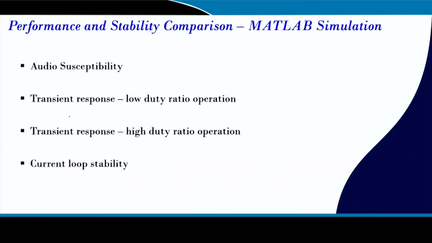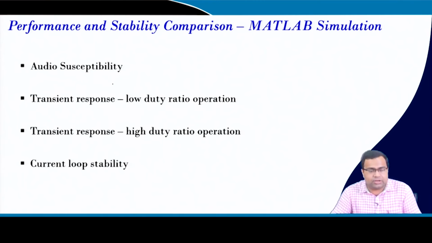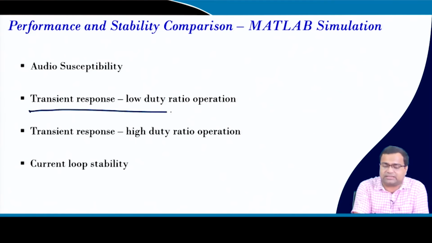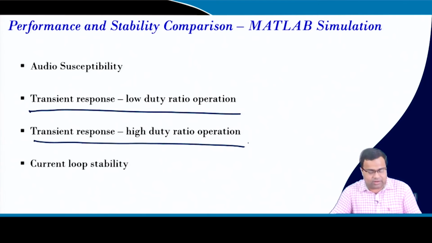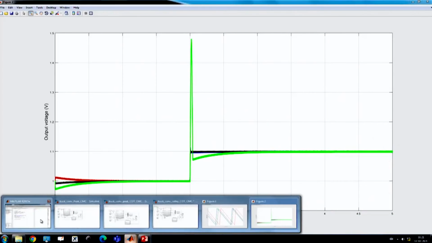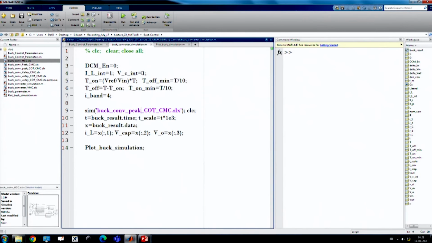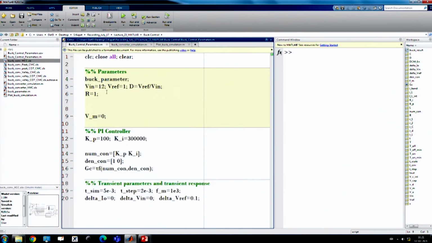Now coming back, we can check the audio susceptibility. We have checked the low duty ratio operation transient response. Now we are going to check for high duty ratio operation. Let us go for high duty ratio operation. In high duty ratio operation, our objective, let us say, is to operate around 8 volt input, where 12 volt is the output and 8 volt is the input. So we are setting the reference voltage to be 8 volt. Same controller we want to compare at 8 volt.